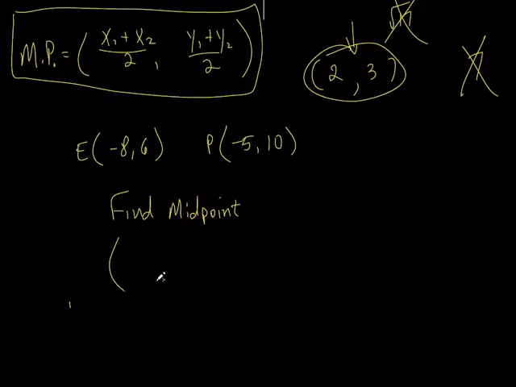So let's do this. Remember, it's an ordered pair. So the first thing I do is I put my two sets of parentheses and I put a comma in between. That's what you do when you find the midpoint. How do I find the x part? I add the x's together and divide by 2.